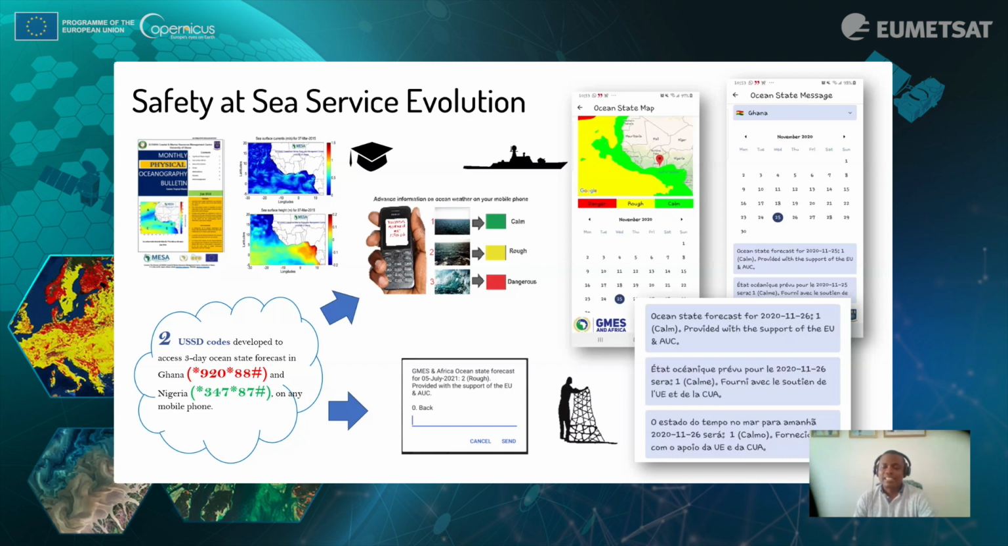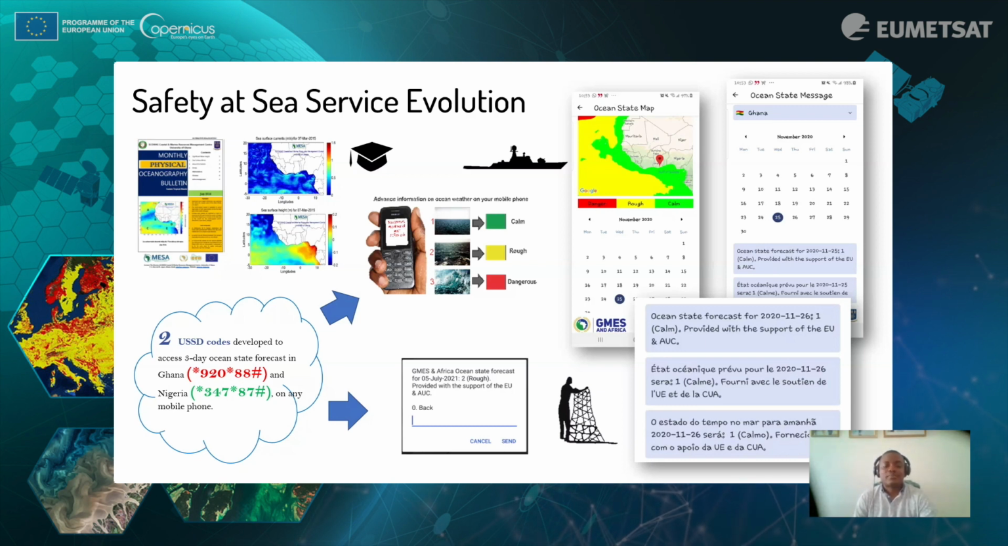And as the project evolved, we came out with a USSD code for Ghana and Nigeria, which you can see at the bottom left-hand corner. So for anybody joining us from Ghana, you can just dial *920*88#. It's free on all networks, and you should be able to get the ocean conditions.